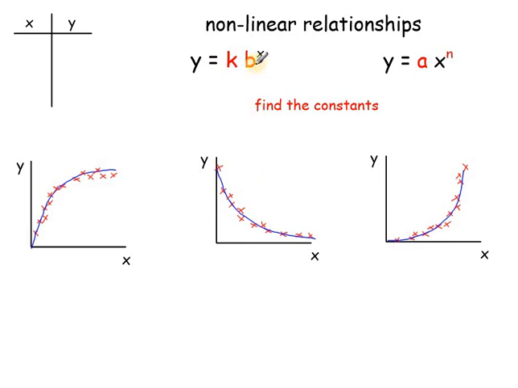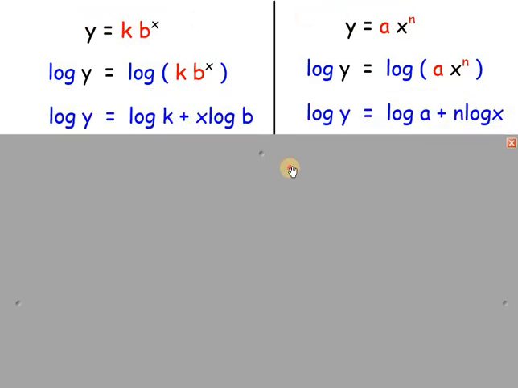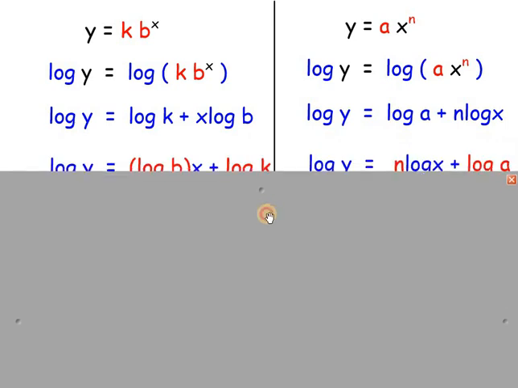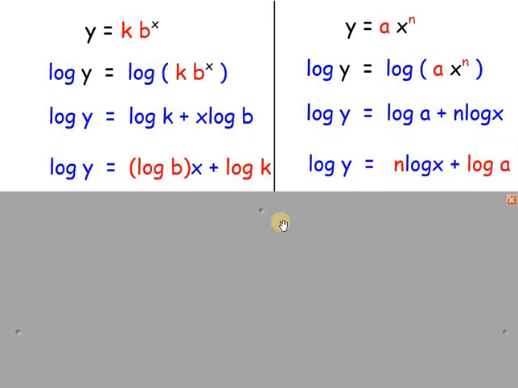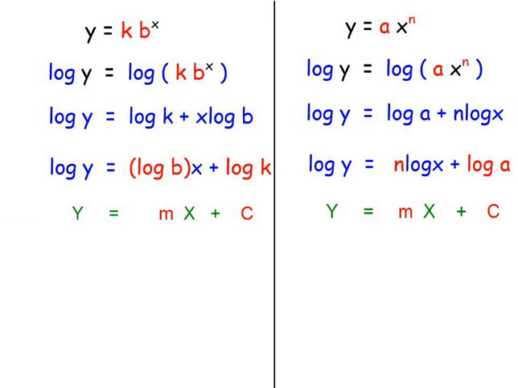There's no simple way of working out the constants from these graphs. The method is similar for both of these. I'm going to do them both together. So we start off with taking logs on each side, and then we can use some of the laws of logs. So I've split this up into two separate log terms, likewise here, and then I rearrange my log terms into a form that matches up with y equals mx plus c.